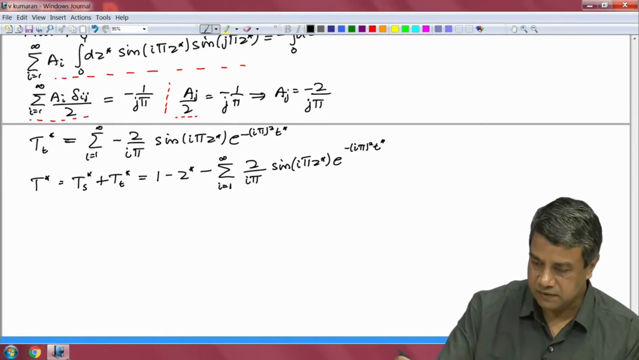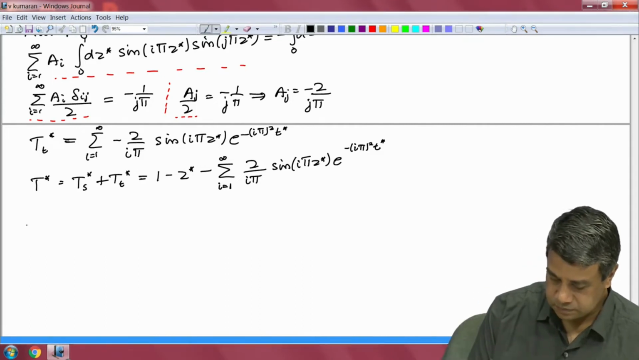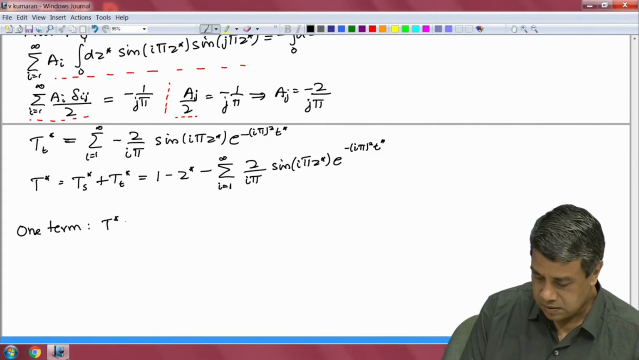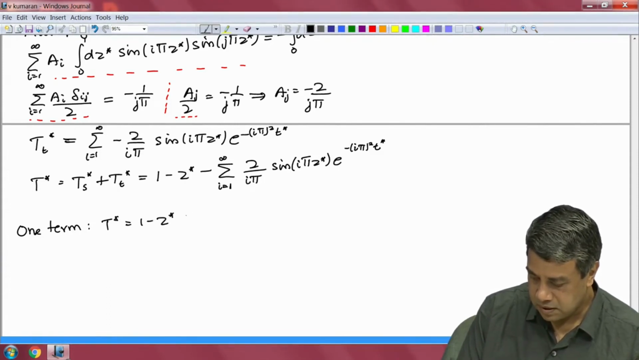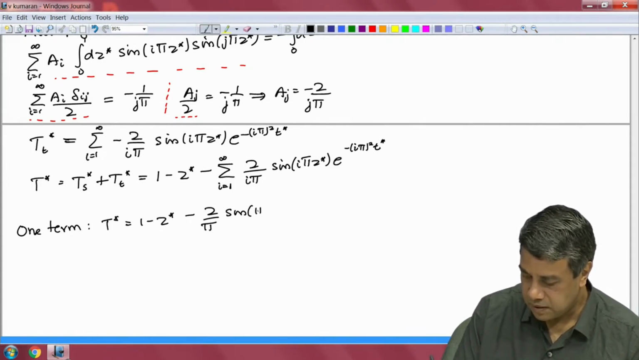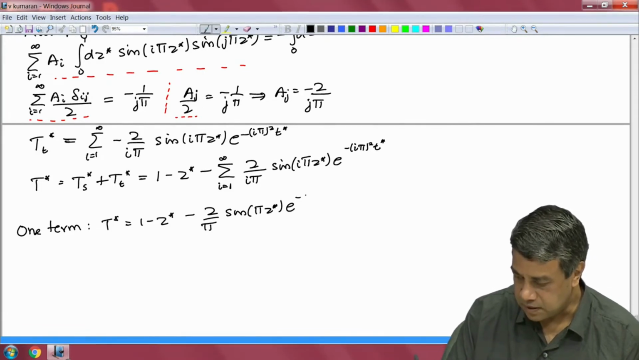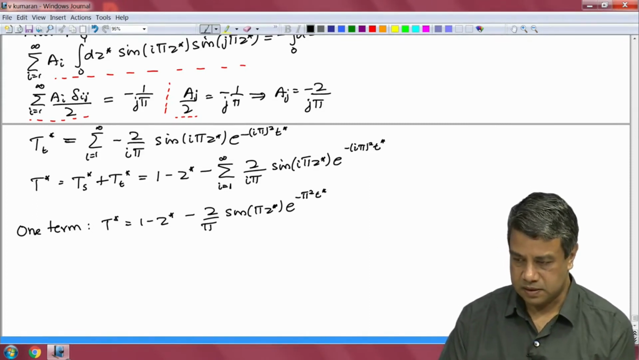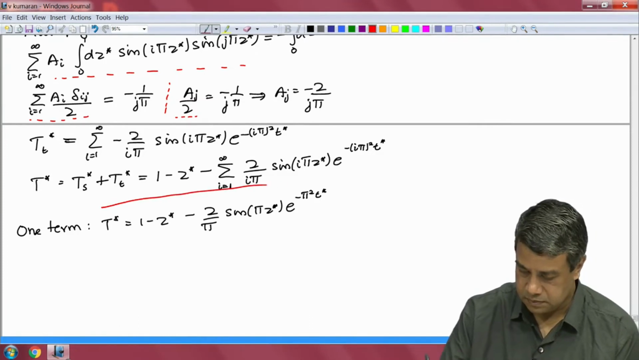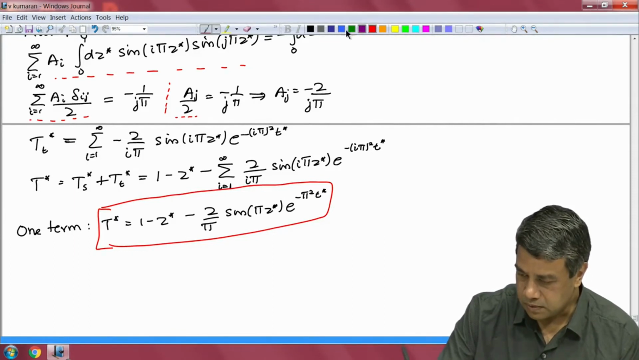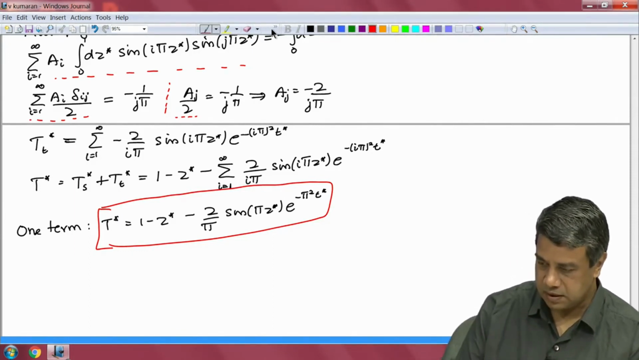Okay. So, for example, you can just retain one term in the expansion, t star will be equal to 1 minus z star minus 2 by pi sine of pi z star e power minus pi square t star. That is a one term expansion. Okay. So, if you wanted it to be a little more accurate, you might consider a three term expansion, for example.